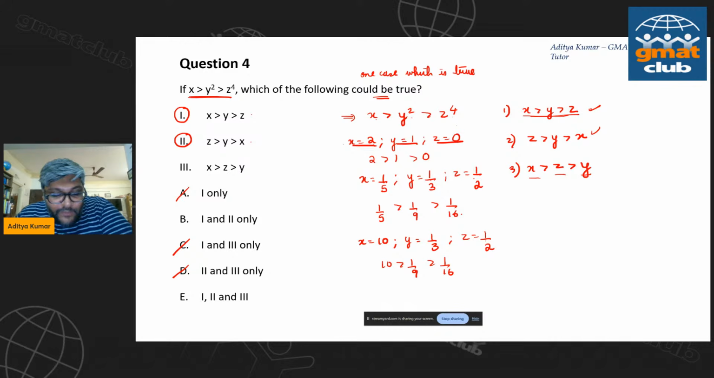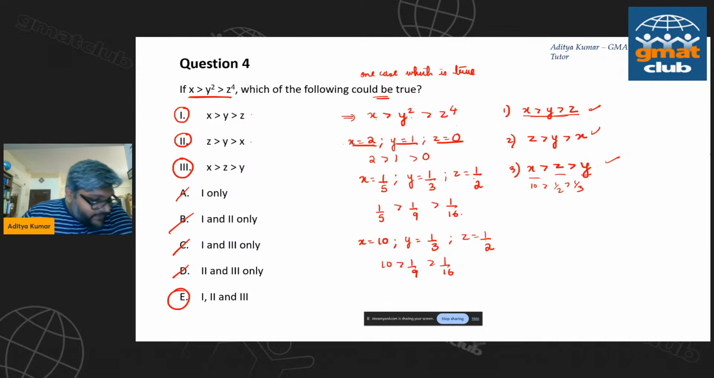me a much lesser value than (1/3)^2, because that's 1/9. So that's satisfying my constraint. And x is 10, which is greater than a half, greater than 1/3. Possible. 3 also works. So out goes B. E should be my answer.